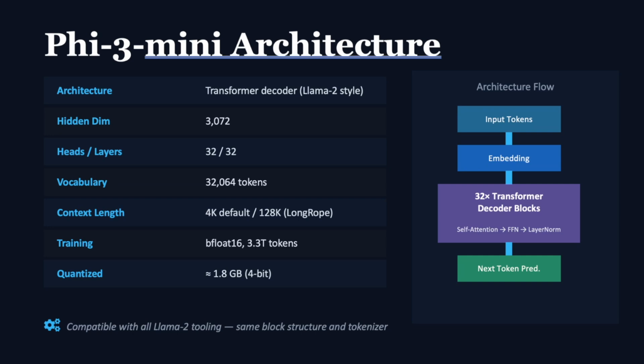In terms of context length, the standard version supports 4,000 tokens, while an extended 128,000 version is enabled through LongRoPE positional encoding. Most importantly, from a deployment perspective, the model becomes extremely practical at 4-bit quantization. It fits in roughly 1.8 gigabytes, and that compact size is what makes on-device inference on a modern smartphone realistically possible.